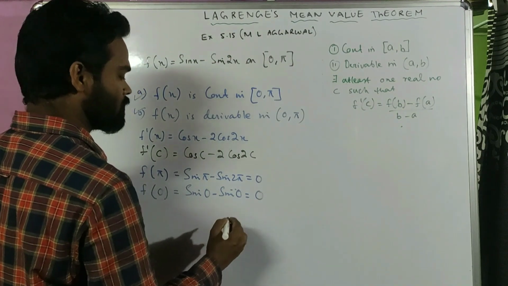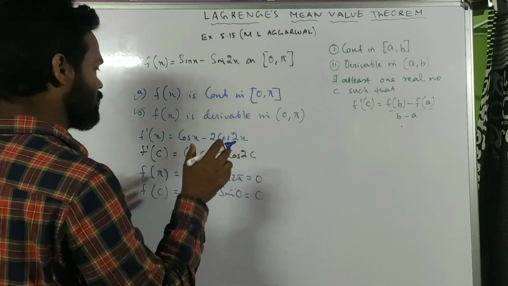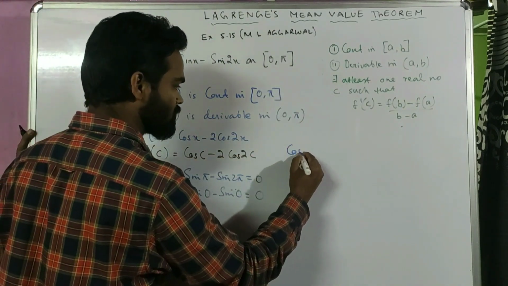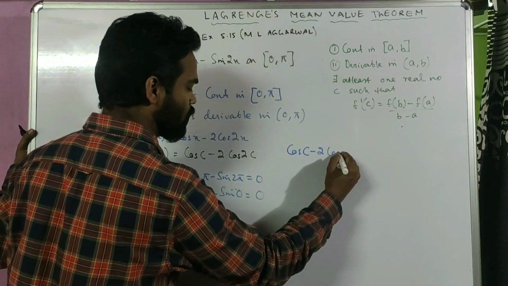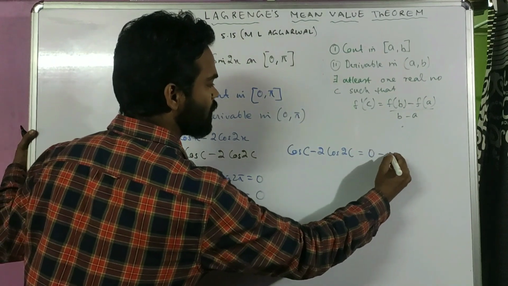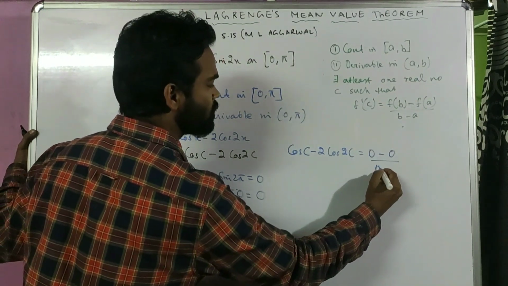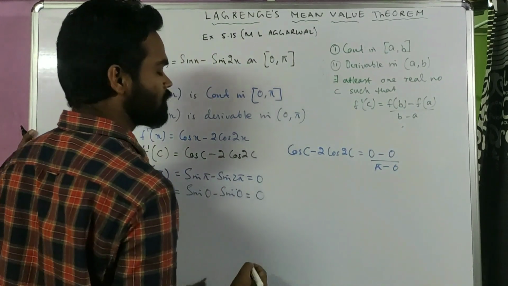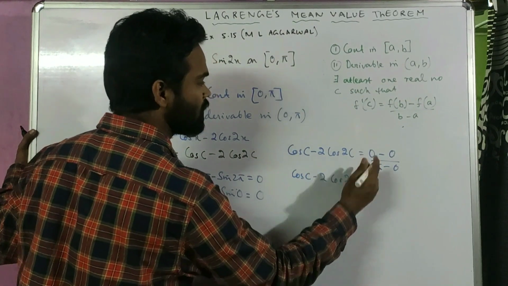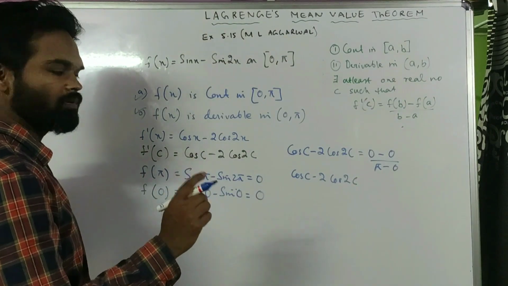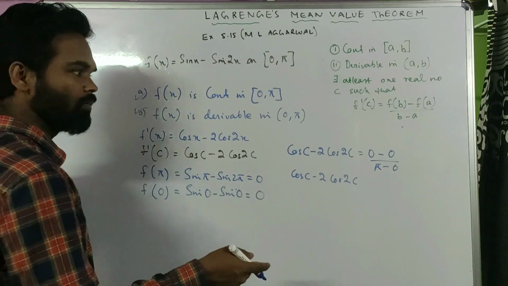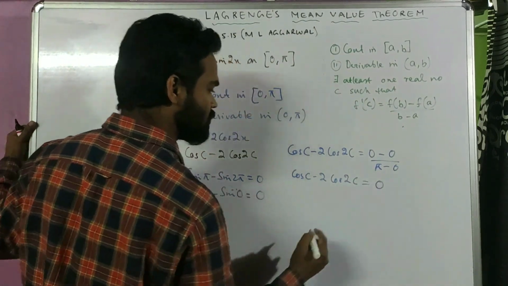That's 0 only. Now there exists a point c such that f dash c, which means we can say cos c minus 2 cos 2c is equal to fb minus fa by b minus a, which means cos c minus 2 cos 2c. See, this came similar to Rolle's theorem, you know, where fb and fa are same. Okay, we'll get this as 0.